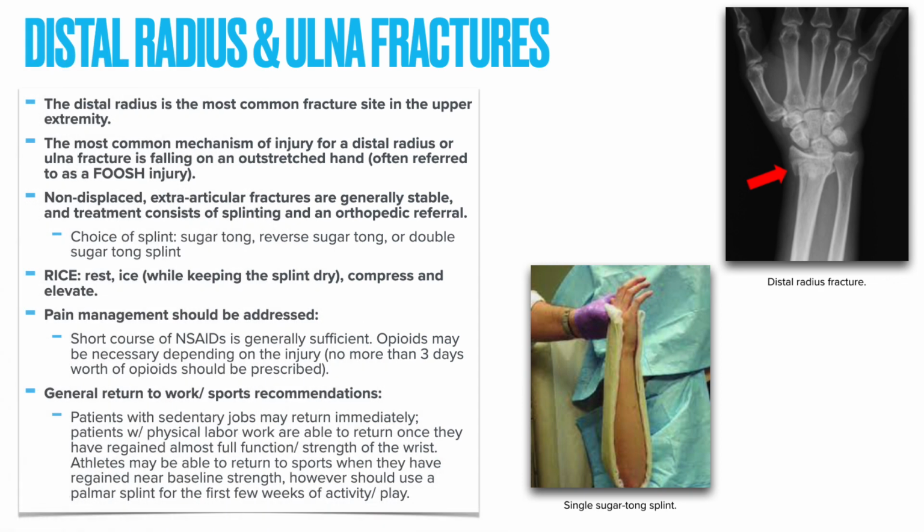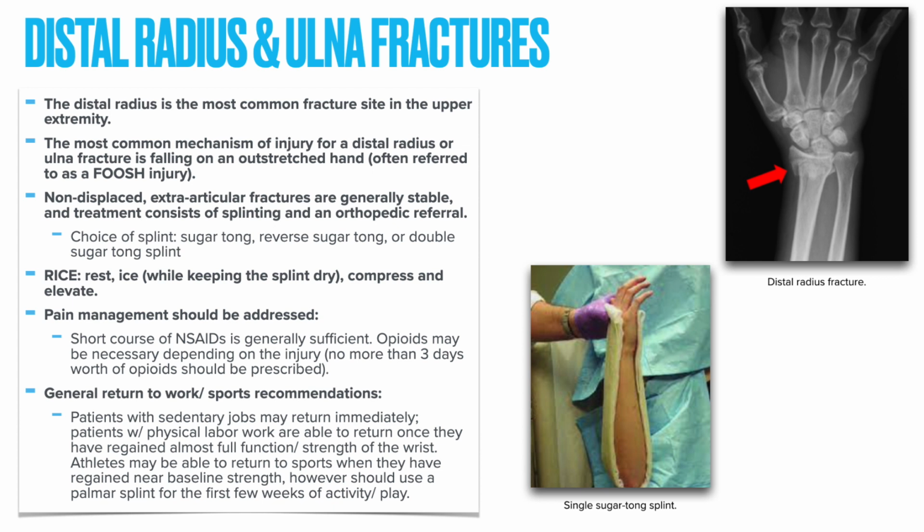All right, so a distal radius fracture, like I said, is the most common fracture site of the upper extremities. And like I also previously mentioned, it's often caused by a FOOSH injury, or falling on an outstretched hand. Fractures that are non-displaced and not involving the joint are generally stable and non-surgical, and treatment simply consists of splinting and an orthopedic follow-up to confirm that they are healing properly.